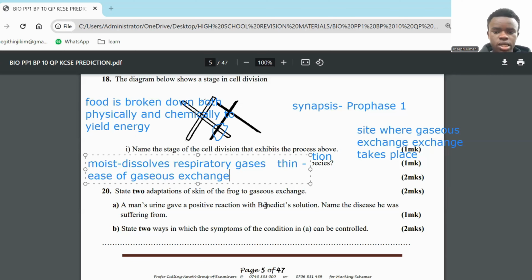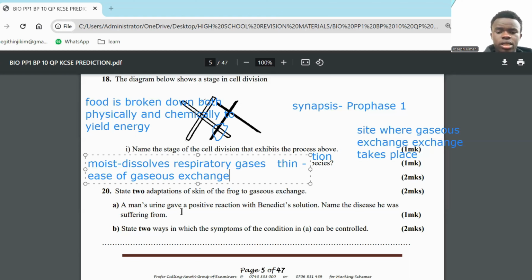A man's urine gave a positive reaction with Benedict's solution, and the disease he was suffering from. So the moment you say that it gave a positive reaction with Benedict's solution, that means that urine contains some sugars or glucose. The kidneys are modified to make sure that we excrete very minimal glucose, because glucose is important in our bodies. So the moment you see that you have a lot of glucose in your urine, then you are suffering from a condition. And what condition is that?